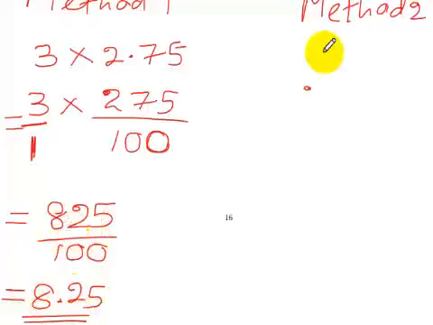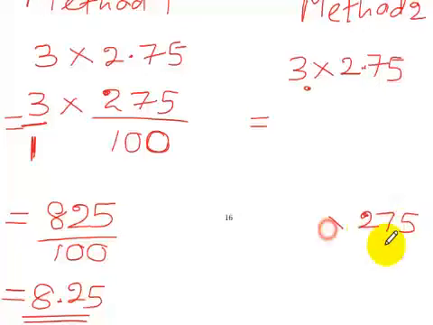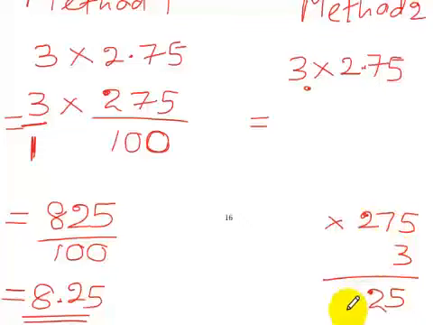Method 2 is the easiest way. You can use any method to solve this problem, but this method is not too lengthy. You don't worry about the decimal, just multiply 275 by 3. 3 into 5, 15, 1 remain. 3 into 7, 21, 22, 2 remain. 3 into 2, 6, plus 2, 8. 825. This is the answer we got.